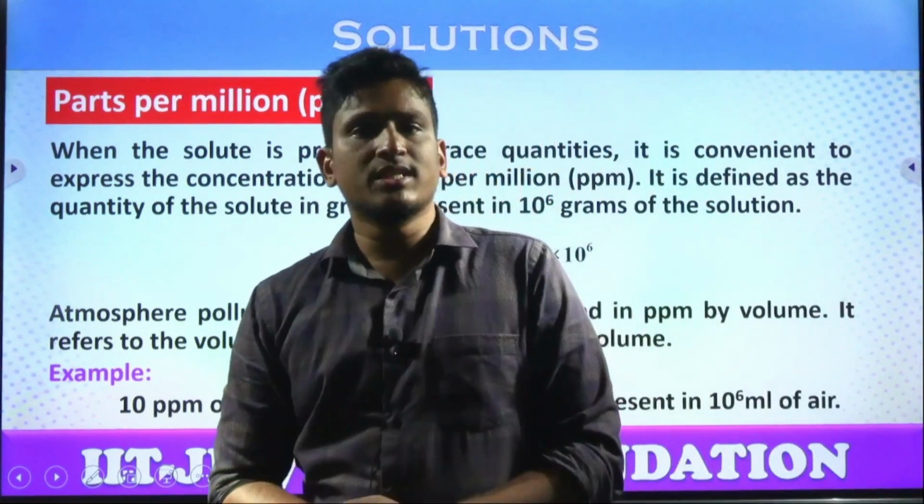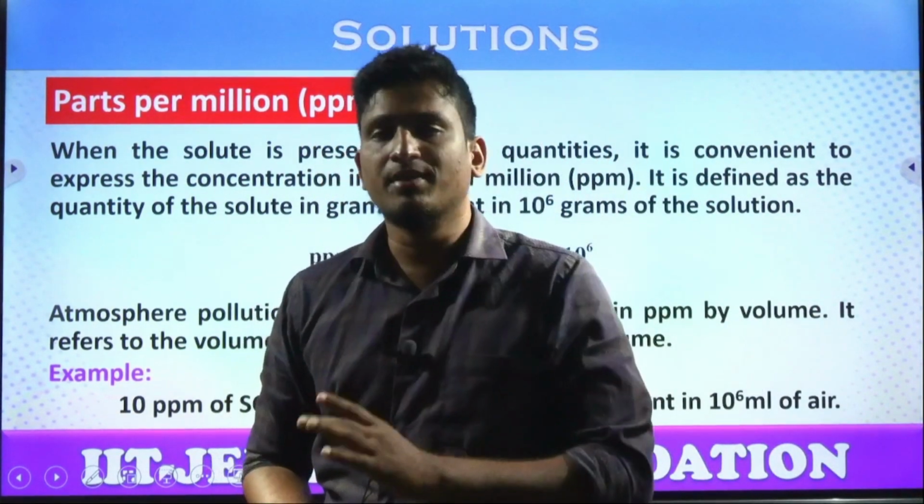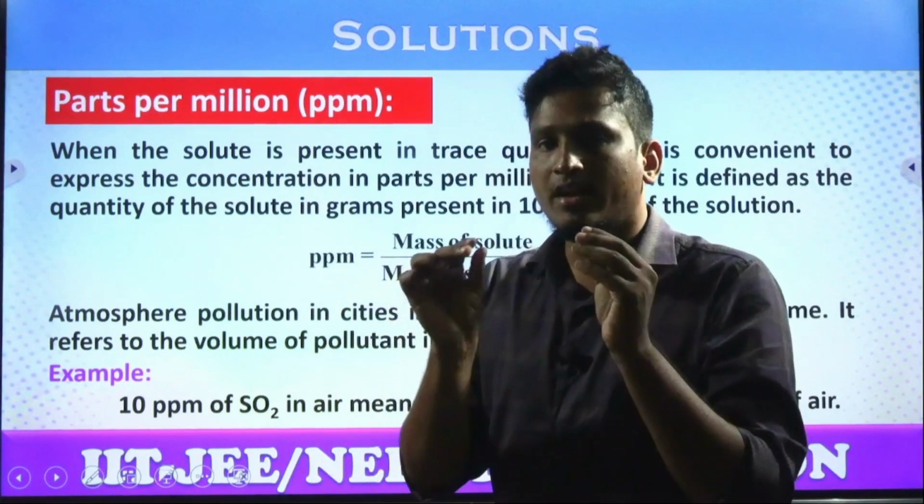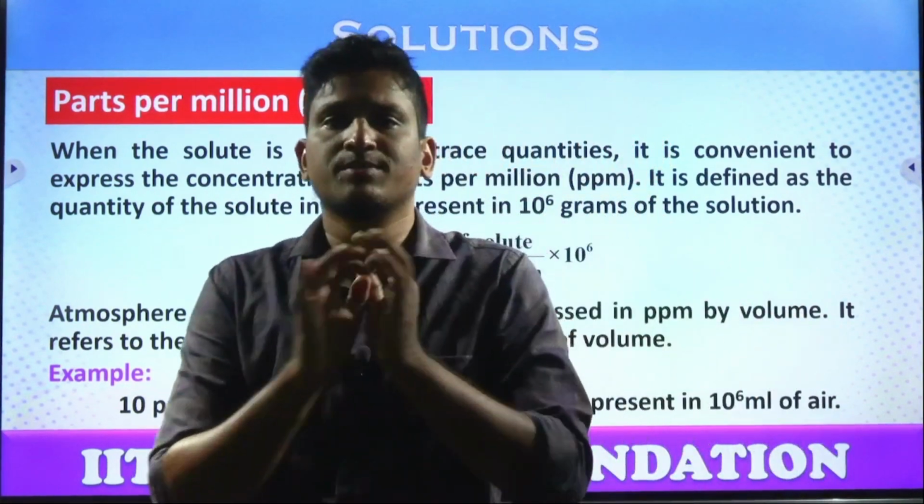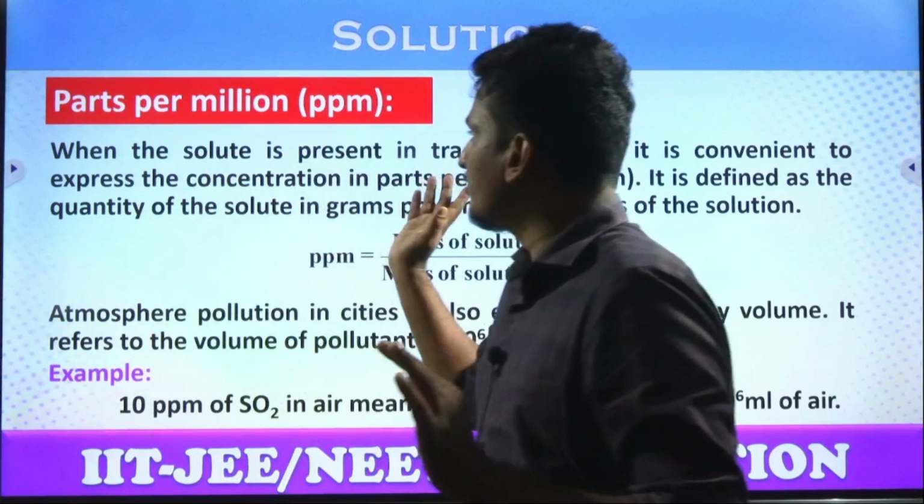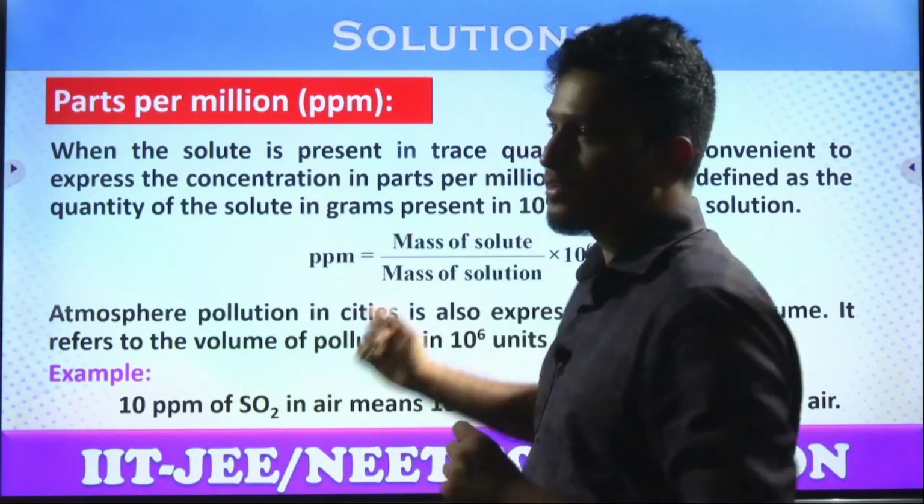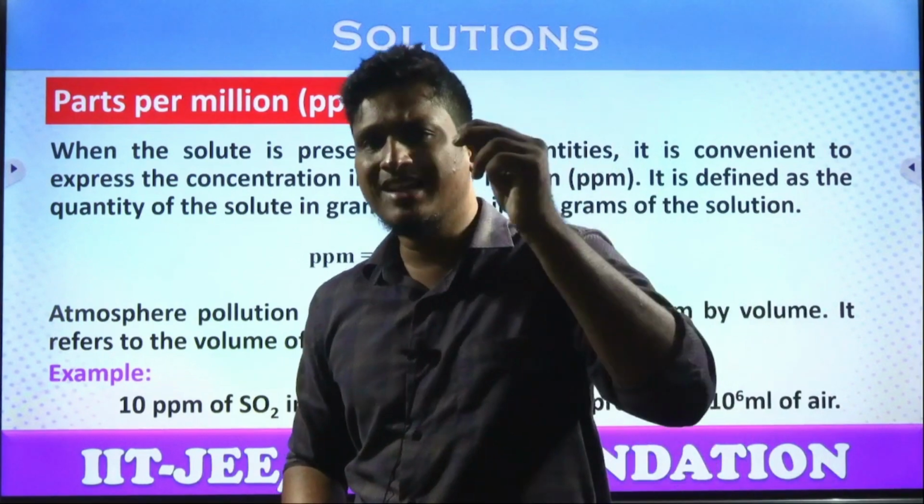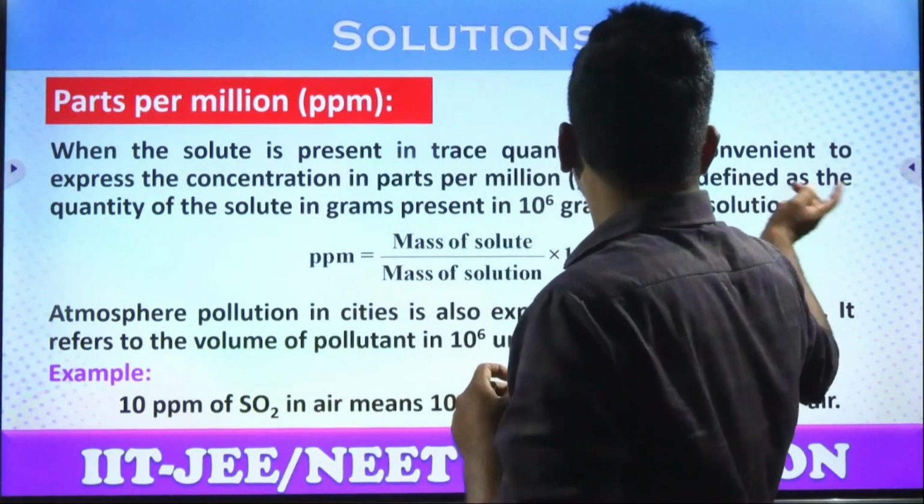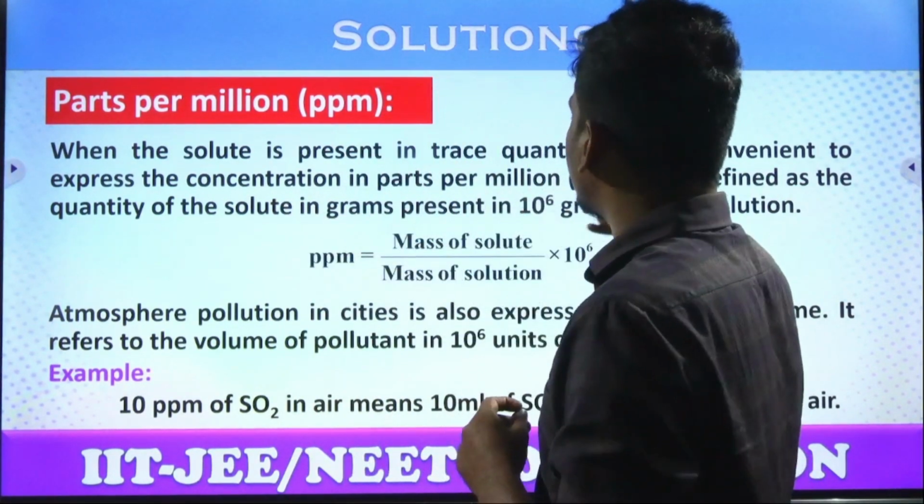So when do we use this parts per million? Parts per million, that means first, when the quantity of the solute is very minute, if it is present in trace quantities, then we use this ppm. In shortcut we can also say ppm. When the solute is present in trace quantities, meaning very small quantities, then we use this ppm. It is convenient to express the concentration in terms of parts per million.